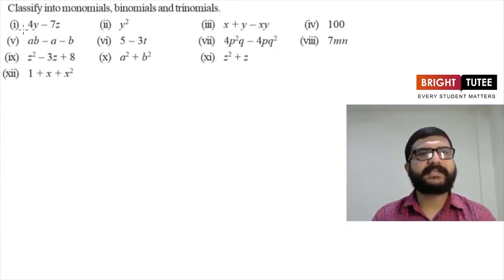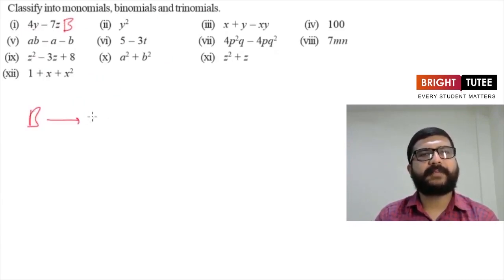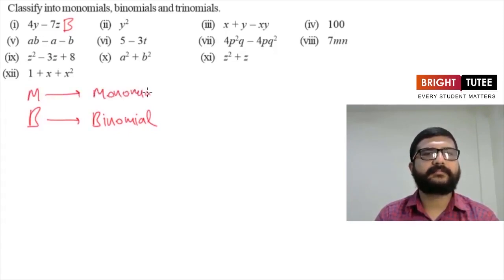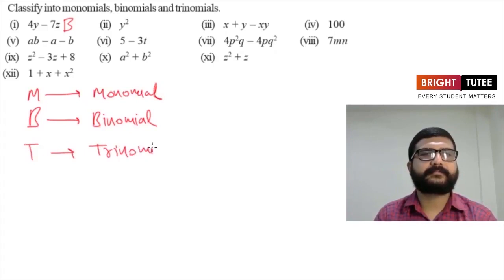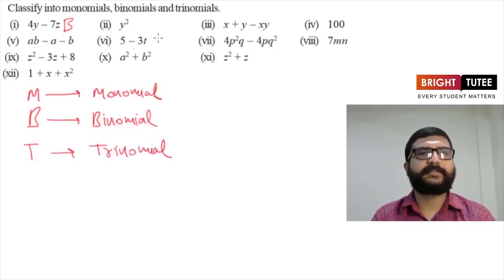So the first expression is 4y minus 7z. So what do you think, how many terms are there? There are two terms, so it means this will be a binomial. So we will write B here. We are writing B for binomial, and we'll write M for monomial, and then for trinomial we'll write T. The first one is binomial.